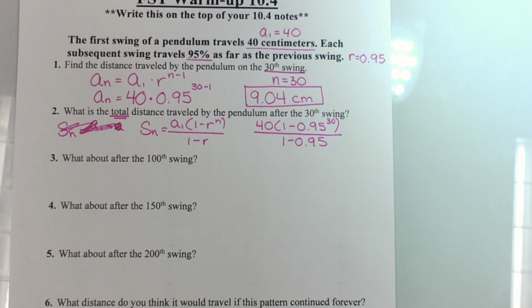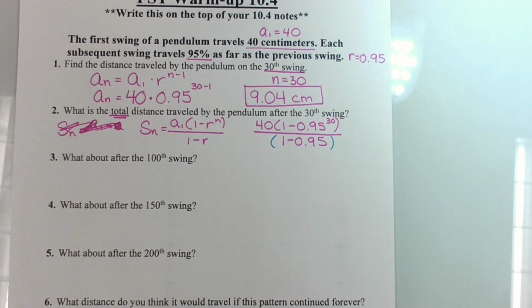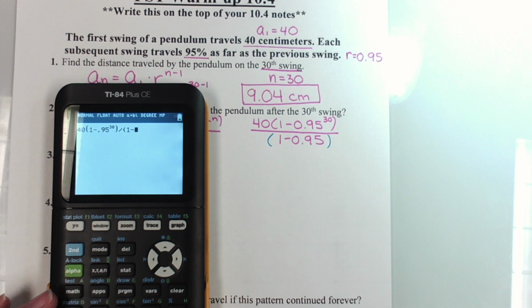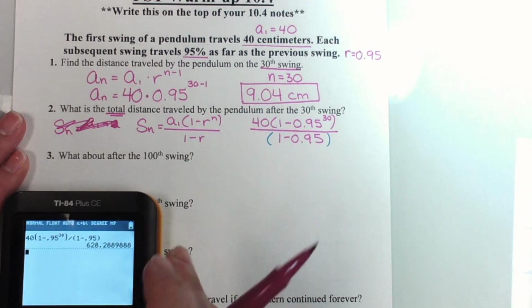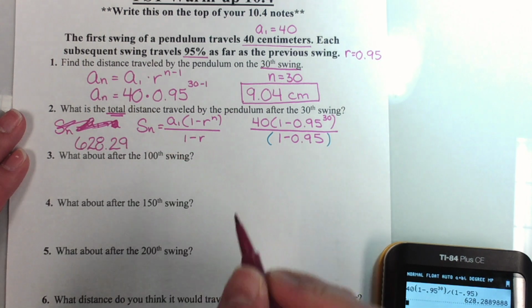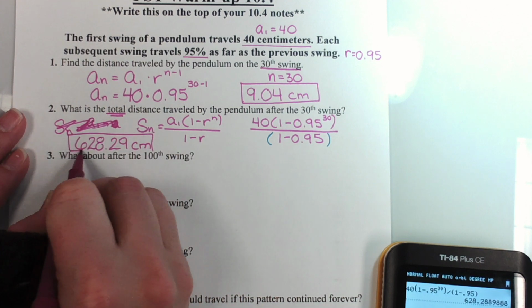Brooke, in order to type that into my calculator, what do I need to add to this before I type it in? Where? Around that denominator, around the bottom of that fraction, exactly. Okay, so 40 times 1 minus 0.95 to the power of 30 divided by 1 minus 0.95 in parentheses. I get 628.29? Again, what's the unit on this one? Still centimeters. In fact, they would each be centimeters.